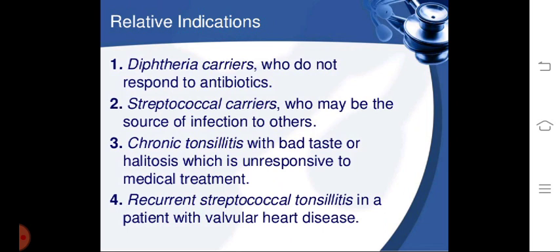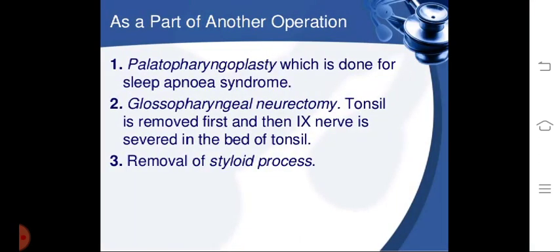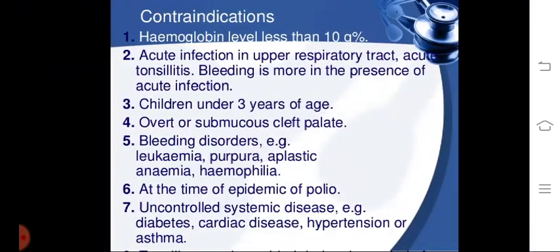Relative indications you already know: diphtheria carrier, streptococcal carrier, bad taste or halitosis, and recurrent streptococcal tonsillitis in patients with valvular heart disease. Palatopharyngoplasty for sleep apnea, glossopharyngeal neurectomy, where the tonsil is removed first and then the glossopharyngeal nerve is severed, and removal of styloid process.